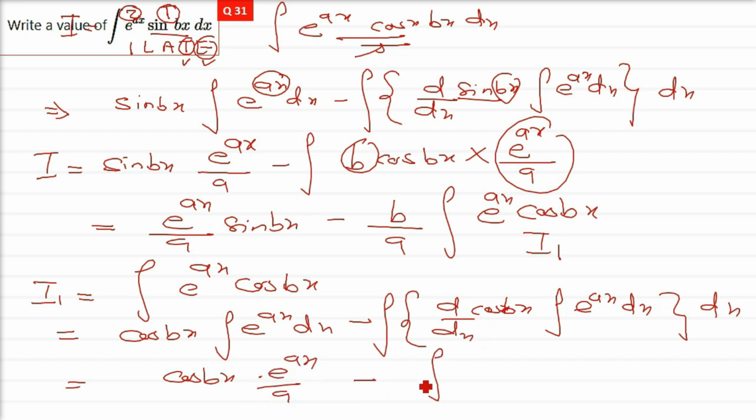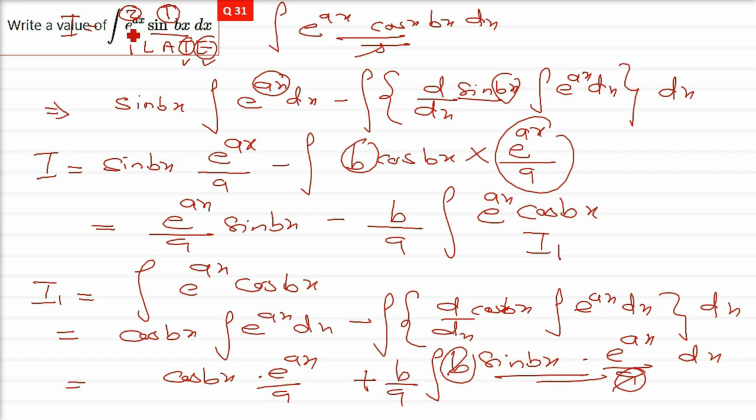Cos bx differentiation will be minus sin bx. So this minus is already outside, so we'll make it a plus. This will be sin bx into b, and then e raised to ax divided by a from the first thing. And then we have to integrate this. But this b by a can again be taken outside. And when you take it outside, this sin bx e raised to ax is what? The initial thing. We started with I equals e raised to ax sin bx, which we have come to again. We are revisiting it again.